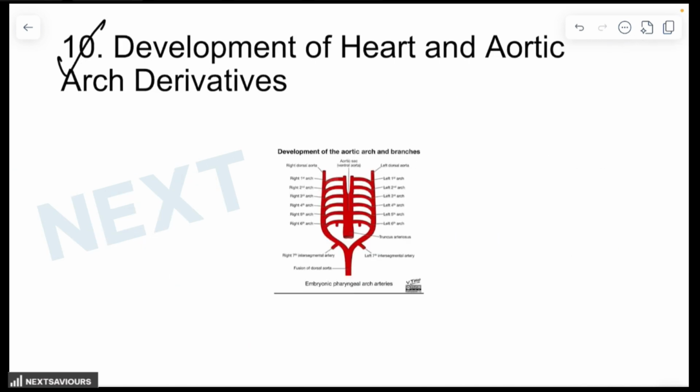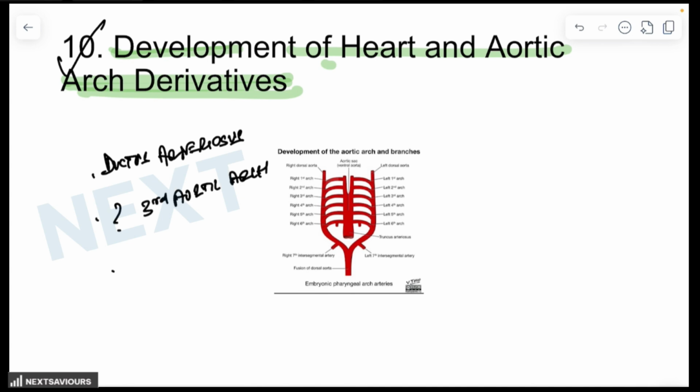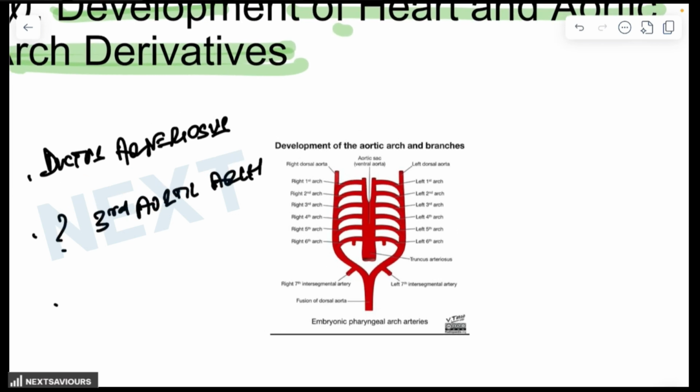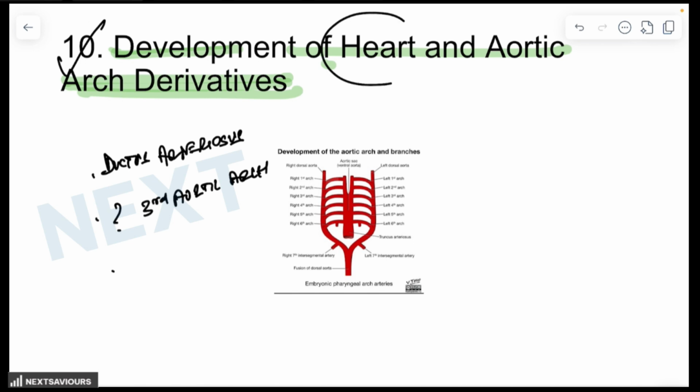Then the next very important topic is the development of the heart and the aortic arch derivatives. The questions like which aortic arch gives rise to ductus arteriosus, then persistent truncus arteriosus is due to the failure of what derivative? Which of the following is the derivative of the third aortic arch? Then aorticopulmonary septum is derived from which of the following embryonic tissues? Which condition results from abnormal neural crest migration? So these are the kind of questions which you already know are asked every year. And this topic in particular, the development of the heart and the aortic arch derivatives, is something you can expect the question this year too.